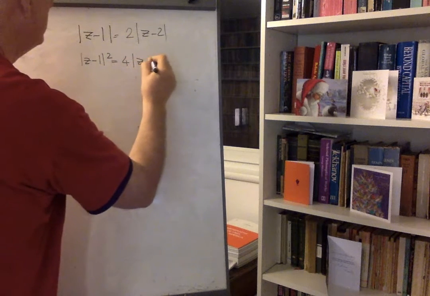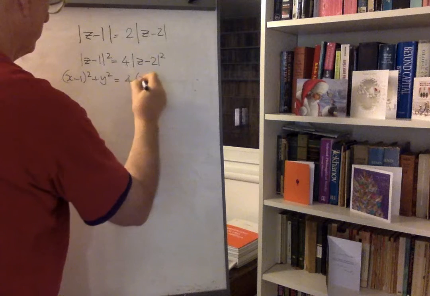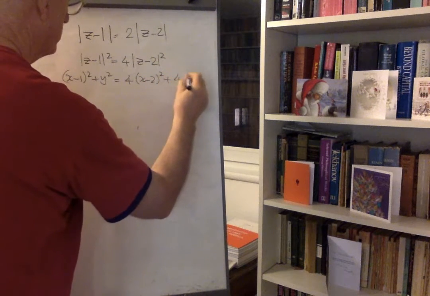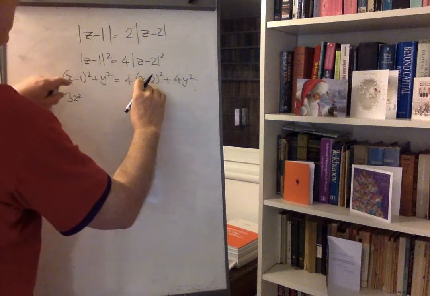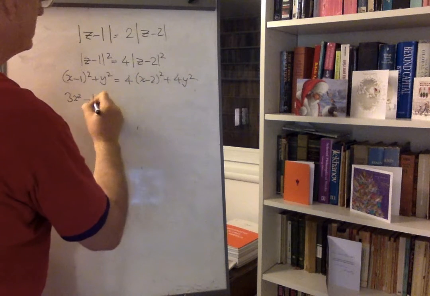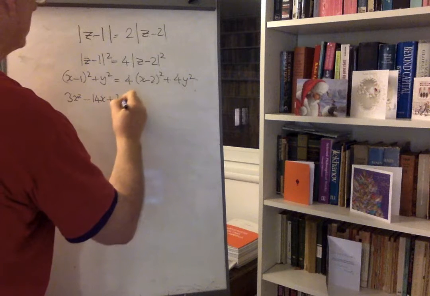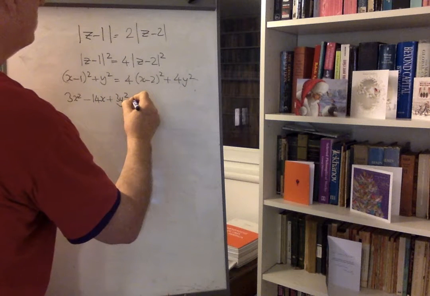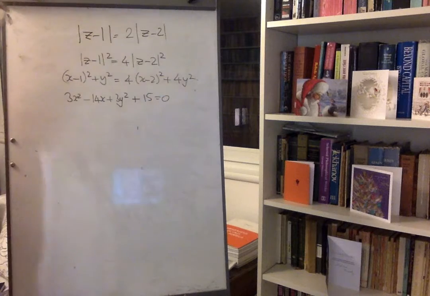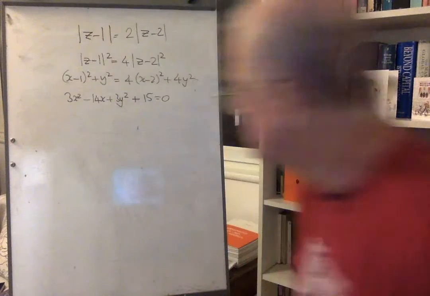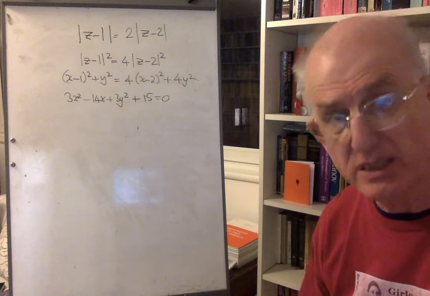You square up each side. So this gives you x plus 1 squared plus y squared is equal to 4 times x minus 2 squared plus 4 times y squared. So 3x squared minus 16x on that side, so minus 14x by the time you've taken that away, plus 3y squared plus 4 times 4 is 16, minus 1, 15 equals 0. And that's a circle, and you can do a bit of algebraic simplification of that to find out what the centre is and what the radius is.